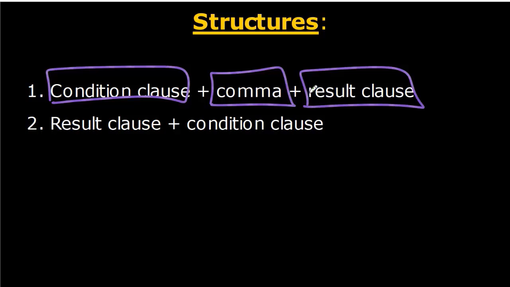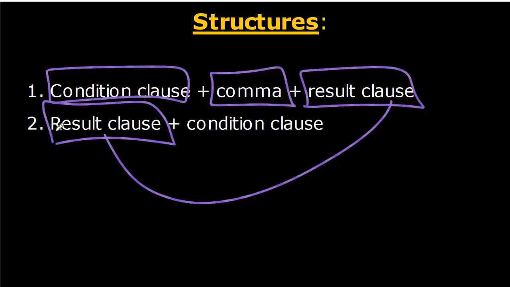The second structure is that the result clause can come in the beginning. When it precedes the condition clause, you don't need to use a comma. Right after the result clause, we use the condition clause. Now we're going to look at some examples and understand this.